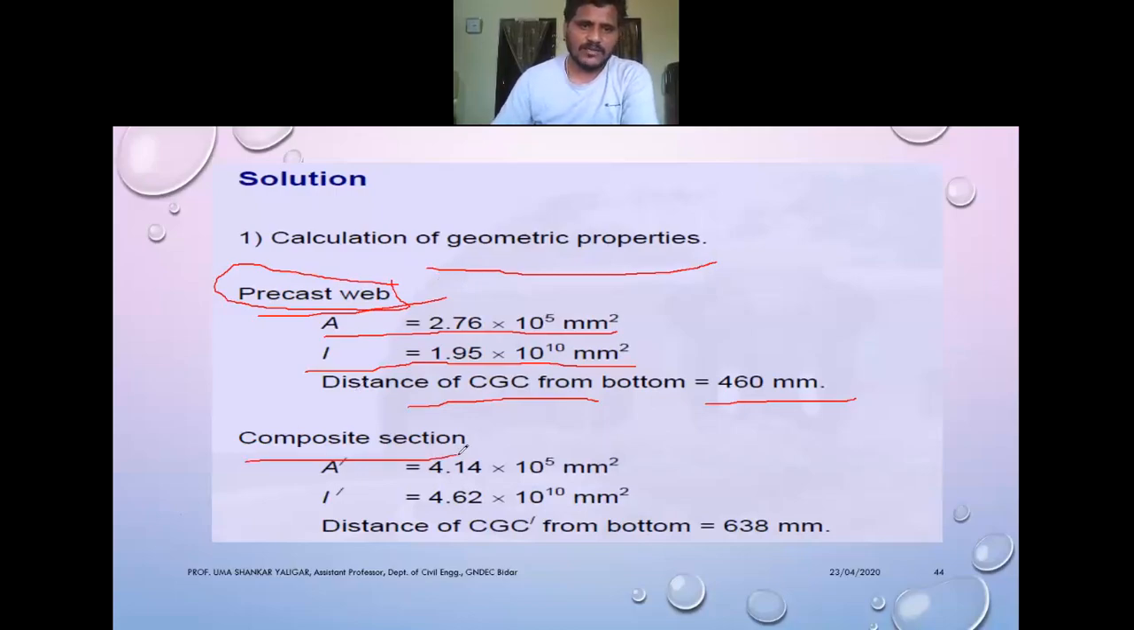Similarly for the composite section, that is for the entire section, both flange and web, calculate the area. Here the area is increased, because this earlier area was only due to the web portion, but this is the area due to both the web and the flange portion, and this is I due to both your web and flange portion. In this way you need to calculate the A value, I value, and the distance of the CGC from the bottom. Before we took only the web, but here it is the entire T section.